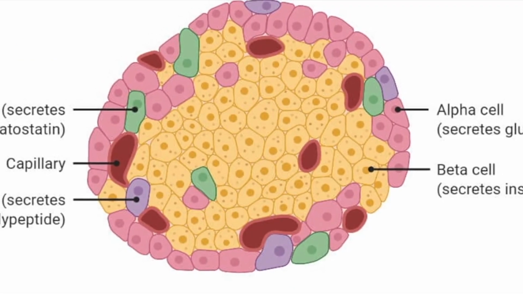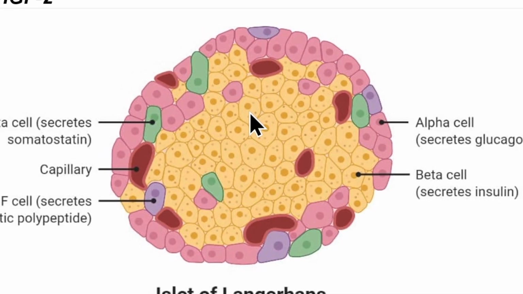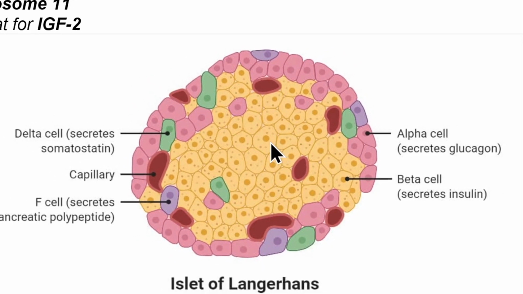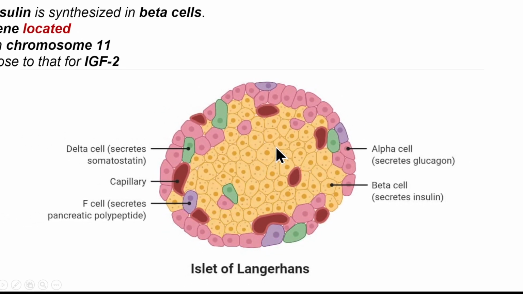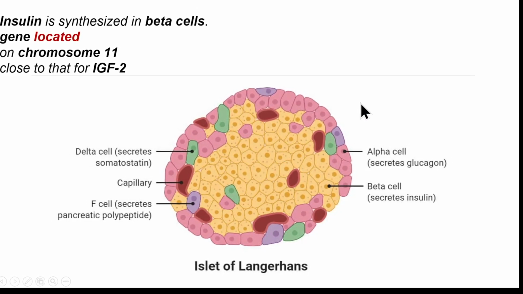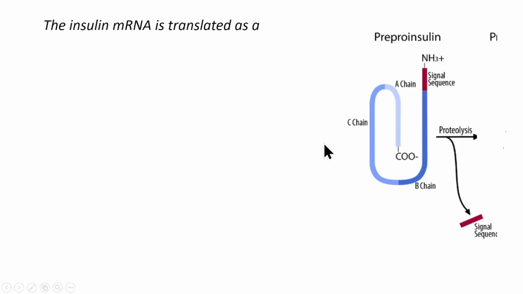Insulin is synthesized within the beta cells of islet of Langerhans. The insulin gene is located on chromosome 11, very close to the gene for insulin-like growth factor 2. The insulin messenger RNA is translated as a single chain precursor known as pre-pro-insulin. It is a 110 amino acid polypeptide. It contains an amino terminal signal sequence followed by the B chain, a connecting peptide, and a carboxy terminus A chain.